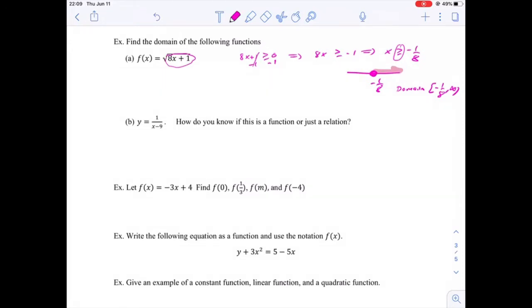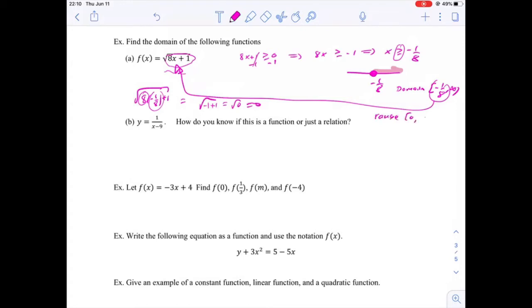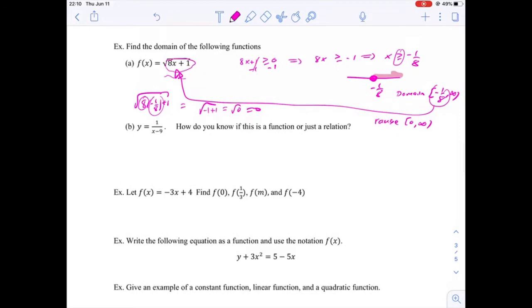And the range is 0 to infinity, because the smallest value of this function occurs at x equals negative 1/8. If you substitute negative 1/8 here, you get square root of 8 times negative 1/8 plus 1, and that's square root of 8 times negative 1/8 is negative 1, plus 1 is 0, square root of 0 is 0. So the range is 0 to infinity. Now what about b? For b, we have a fraction or a rational function. If we have a rational function, we only worry about the domain or the denominator.